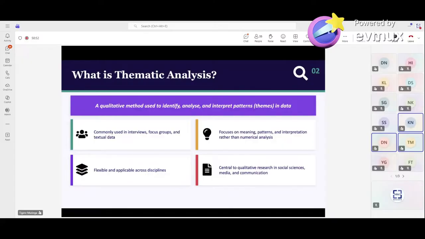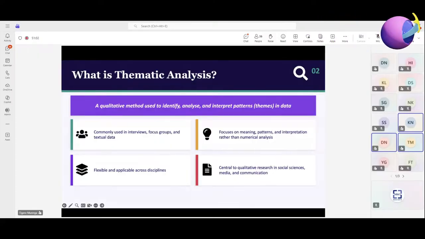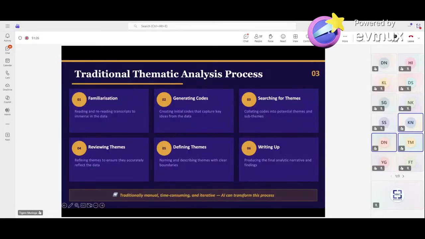So normally the thematic analysis focuses on meaning, patterns, and interpretation rather than numerical analysis, right? We don't normally deal with numbers in our qualitative thematic analysis. It is central to qualitative research in social science, in media and communication, and in various areas where you can use it, right?